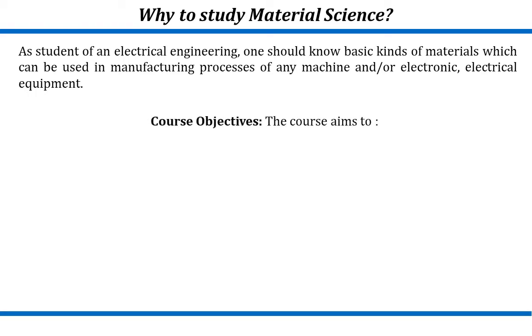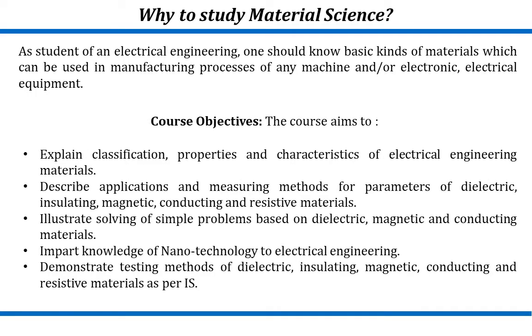Let's discuss the course objectives of this subject. First is to explain the classification, properties and characteristics of electrical engineering materials. Second, describe the applications and measuring methods for the parameters of dielectric, insulating, magnetic, conducting and resistive materials. Third one is to illustrate solving of simple problems which are based on dielectric, magnetic and conducting materials. Next is to impart knowledge of nanotechnology to electrical engineering.